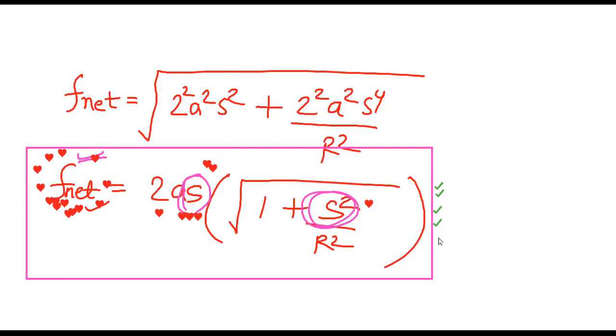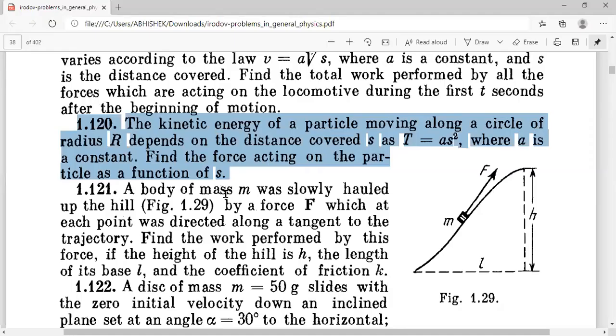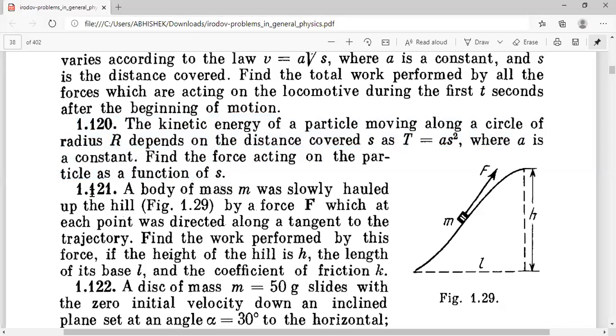So let's move further to the next question, students. Let me share the screen for you for the next question. So this is the screen for the next question.